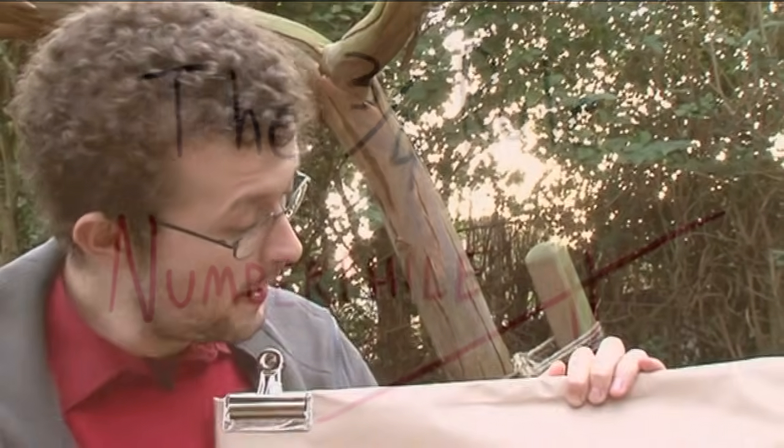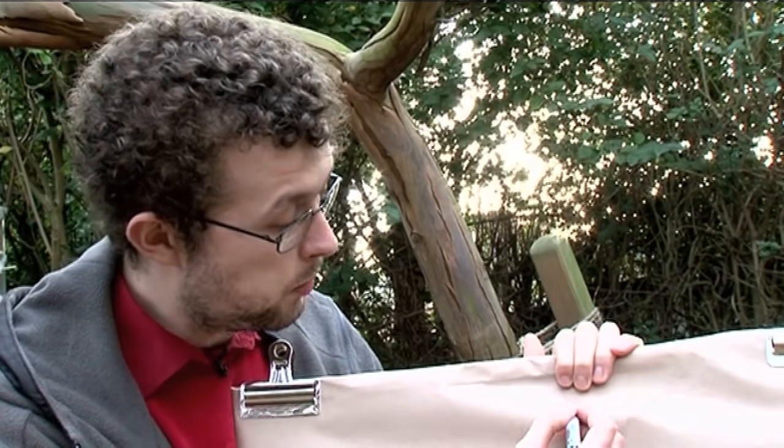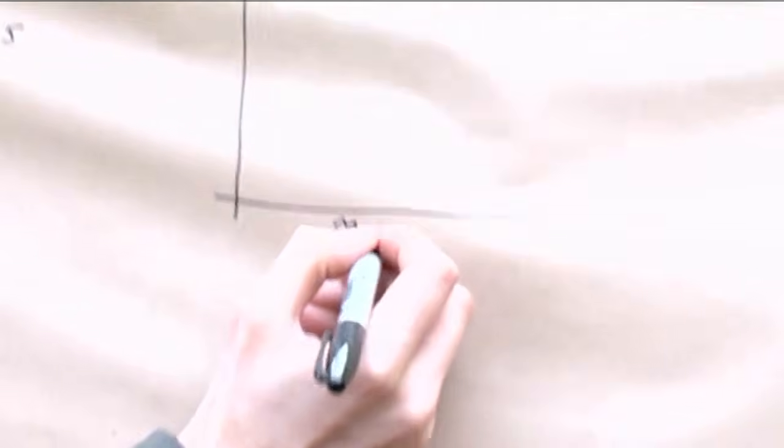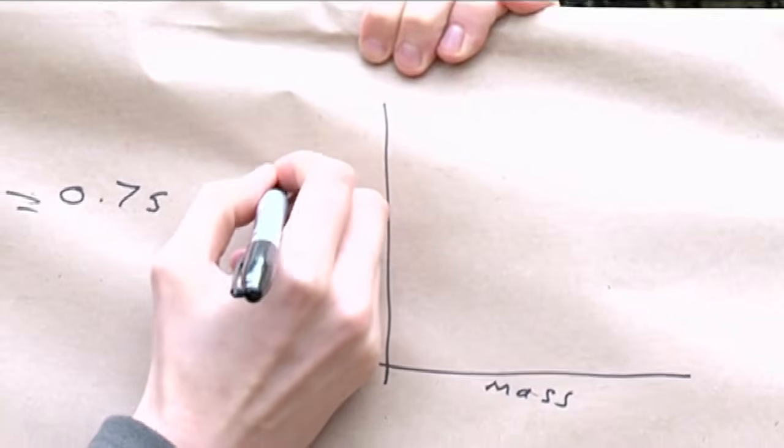So Max Kleiber in the 1930s plotted a graph of mass of animal against metabolic rate.